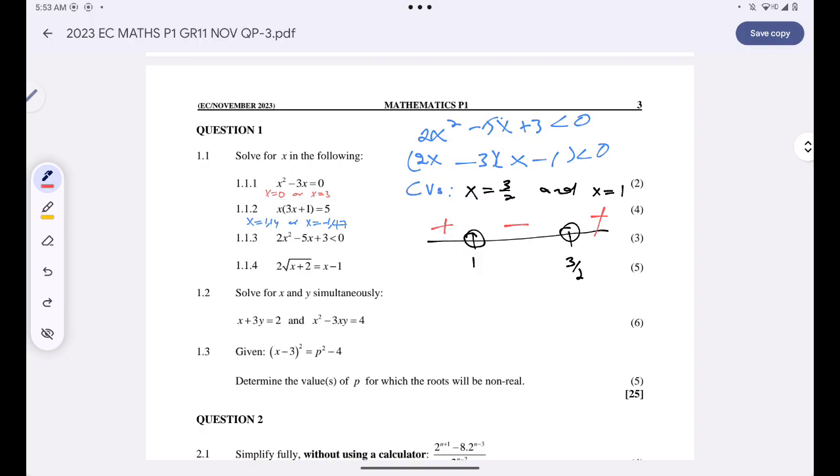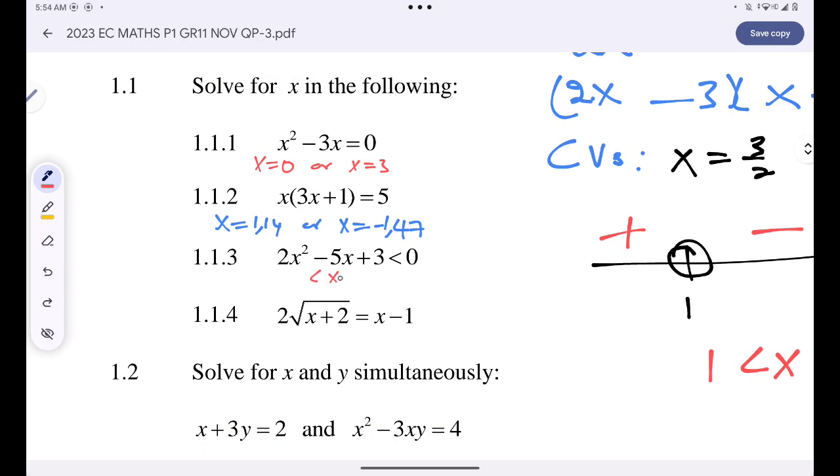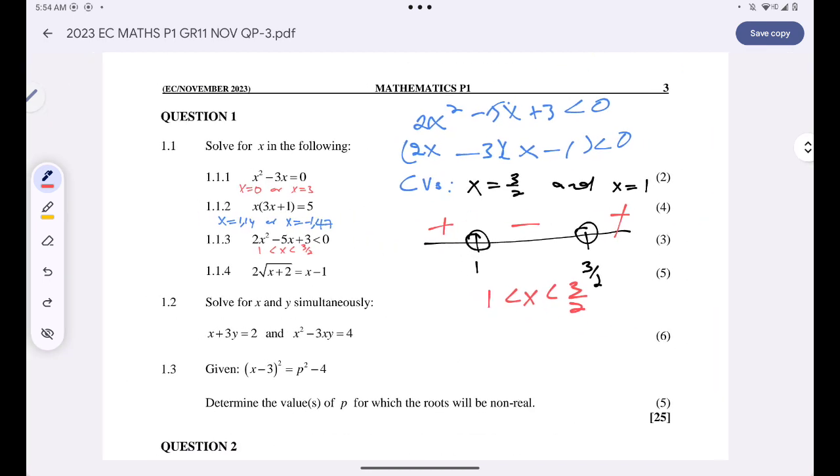Are you together? Okay, in this question I'm looking for anything that will give me something which is less than 0. Less than 0 means negative. Are you together? Where do I see negative on my number line? When x is between 1 and 3 over 2. So that will be my solution. X must be between 1 and 3 over 2.